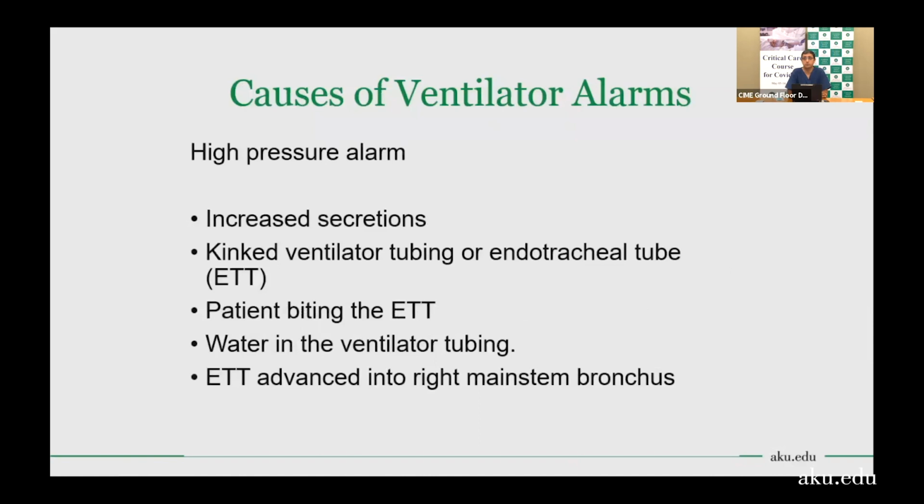So what are the causes of ventilator alarms? High pressure alarms: if there's increased secretion, a kinked ventilator tubing or kinked ET tube, the patient is biting on the ET tube, or there's excessive water in the ventilator tubing, or maybe the ET tube is advanced and has become endobronchial and you're doing one lung ventilation. These will cause high pressure alarms.